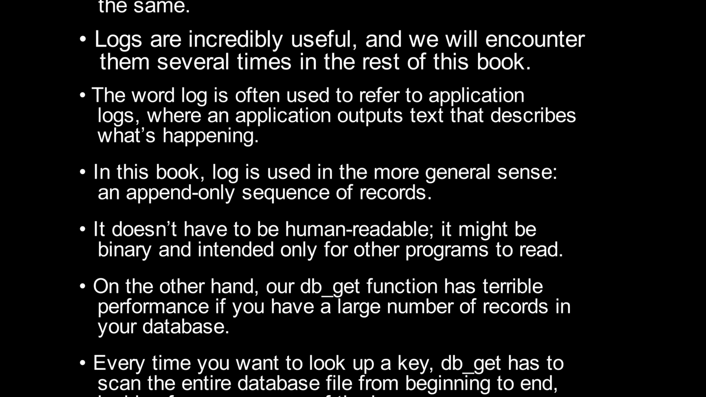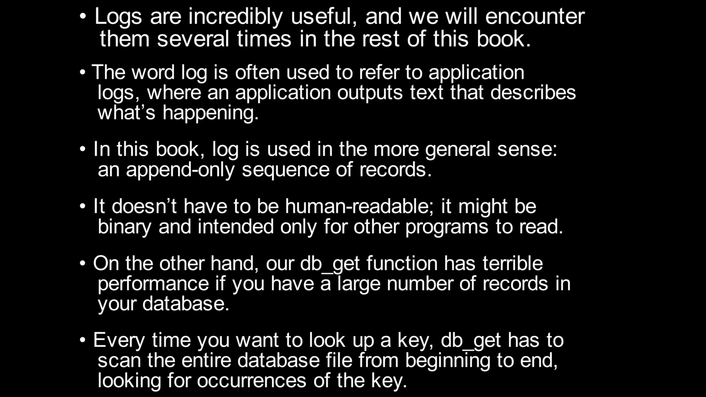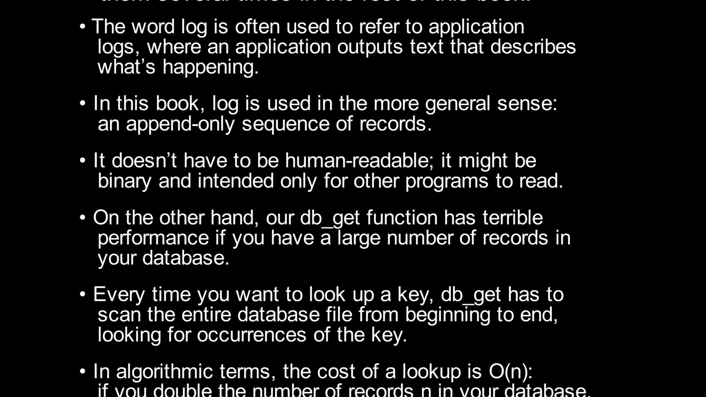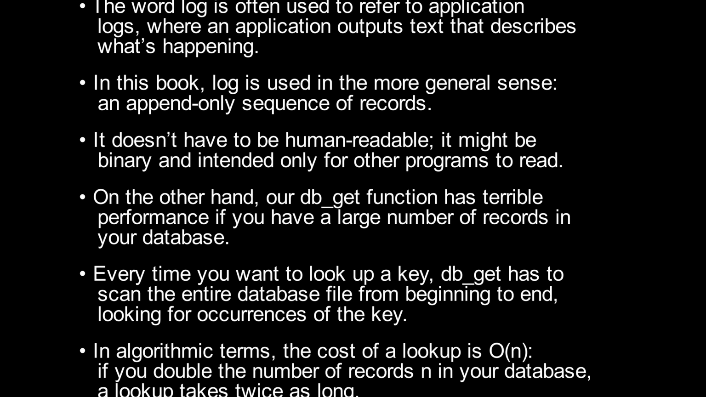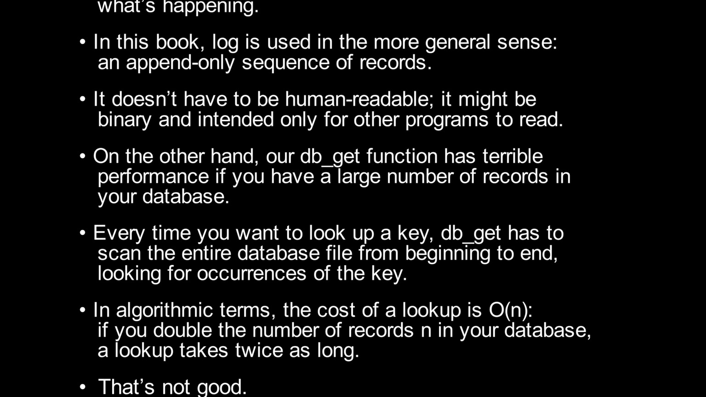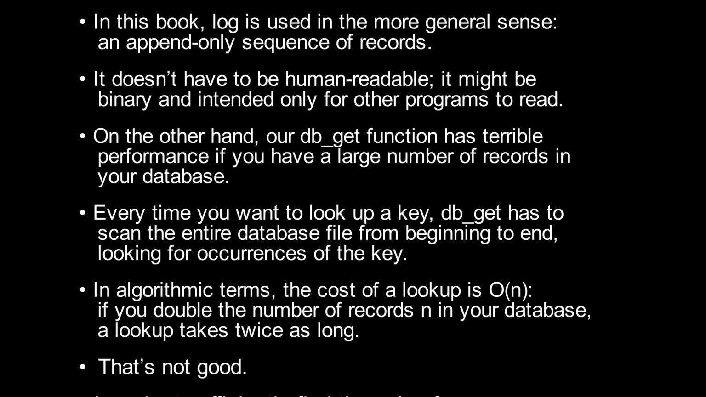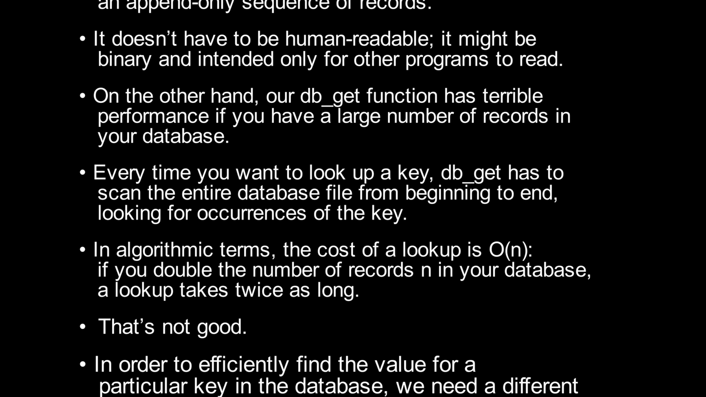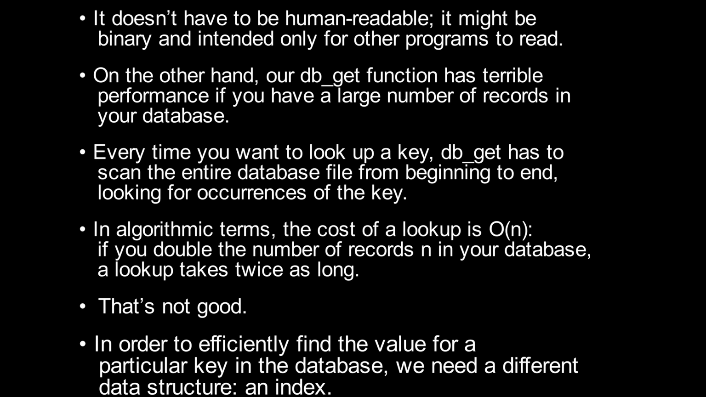On the other hand, our dbGet function has terrible performance if you have a large number of records in your database. Every time you want to look up a key, dbGet has to scan the entire database file from beginning to end, looking for occurrences of the key. In algorithmic terms, the cost of a lookup is O(n). If you double the number of records n in your database, a lookup takes twice as long.